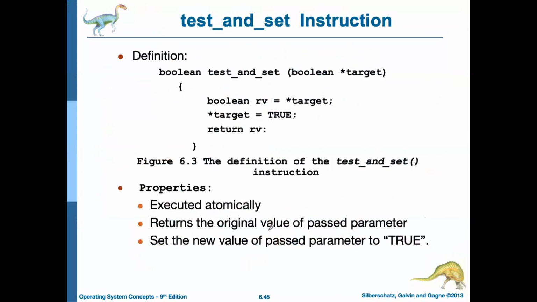So, the test and set instruction definition. We use a boolean, true or false. The function is named test and set, it takes a boolean pointer, we set the target equal to true, and then return the original value. The property of this instruction is that it is executed atomically: it returns the original value of the passed parameter and sets the new value of the passed parameter to true.